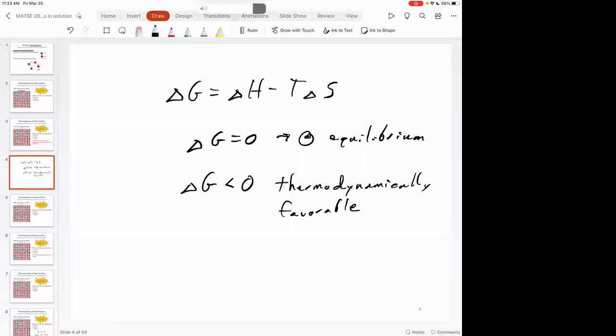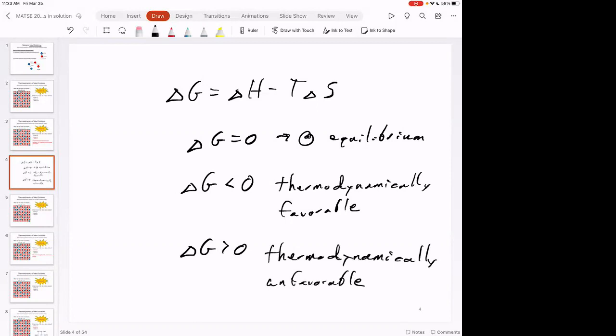Okay, and if delta G is greater than 0, if delta G is positive, what do we know? It's thermodynamically unfavorable.